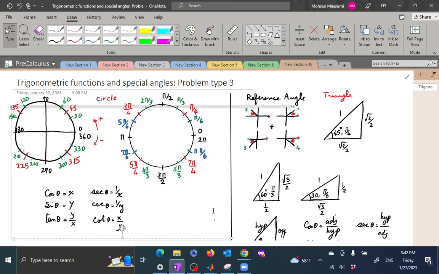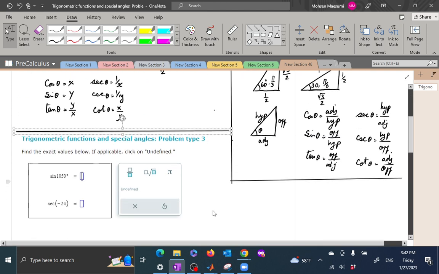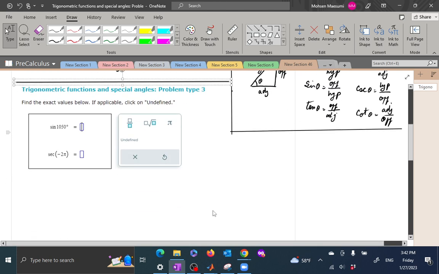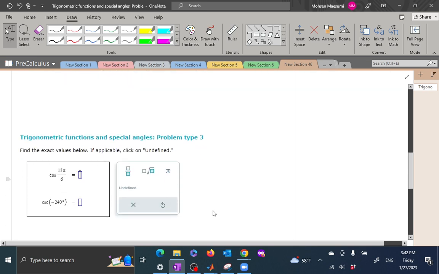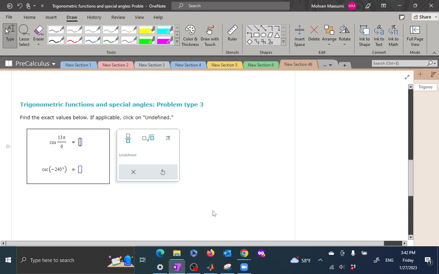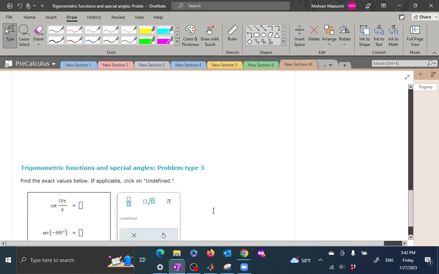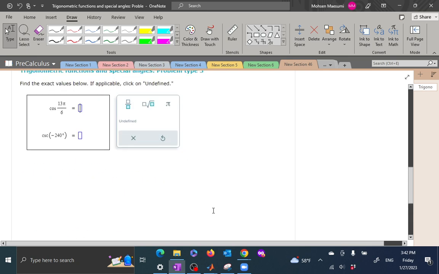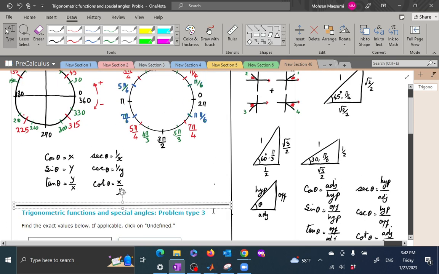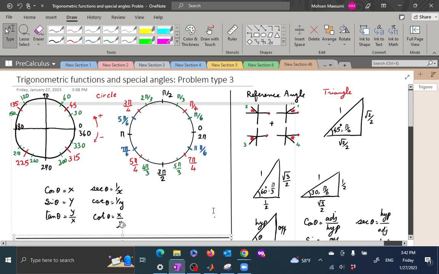Topic today is trigonometric functions and special angles problem type 3. What is type 3? Let's take a look. Our angles could be more than 360 degrees or more than 2 pi, or they can be negative. So you see an angle of 1050 degrees, another one minus 2 pi, another one 13 pi over 6, minus 240, and so on. So we are going to circle more than once around our circle, and that's what type 3 means here.